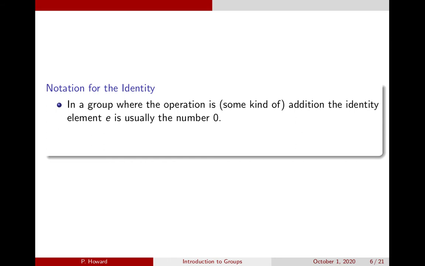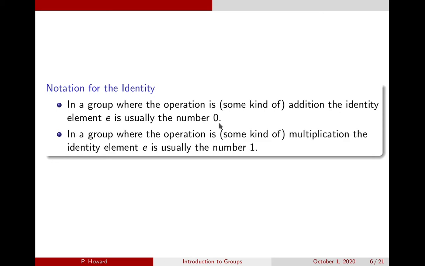So our notation for the identity element of a group. If the operation on the group is some kind of addition, the identity element E will usually be the number 0. If the operation is some kind of multiplication, then the identity element will usually be the number 1.